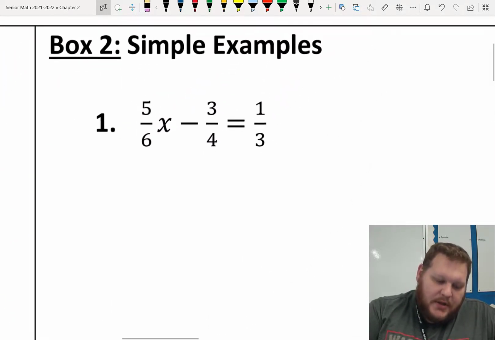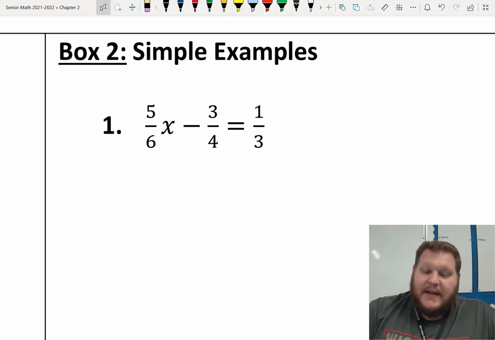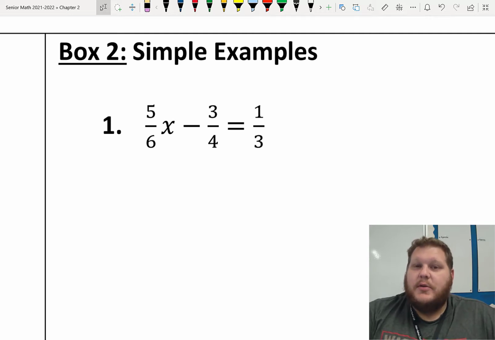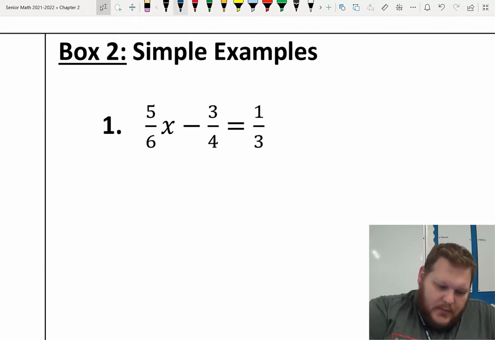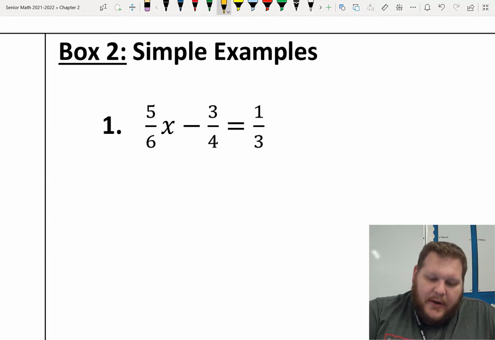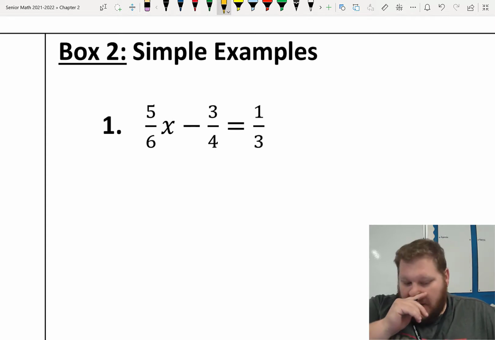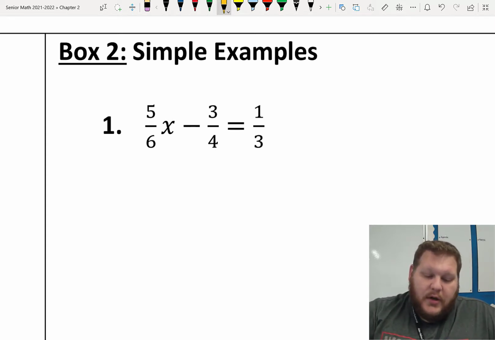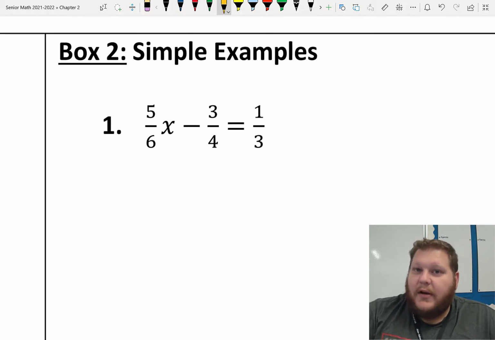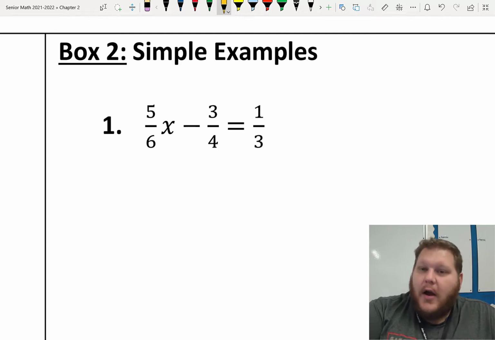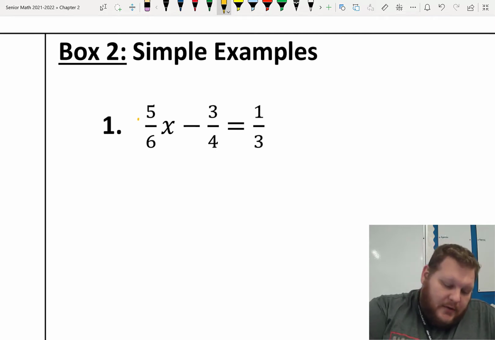So if we jump in here to box number 2, we've got the exact same equation, but let's do this using fraction busting. So I'm going to use yellow for my fraction busting multiplication. So in number 1, we already talked about 12 is the LCD of 6, 4, and 3. So if I multiply everything in my equation times 12 here, times 12 there, times 12 there.